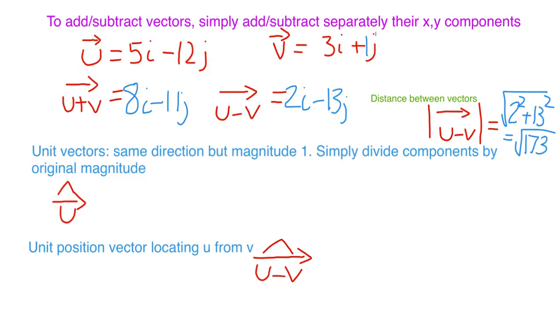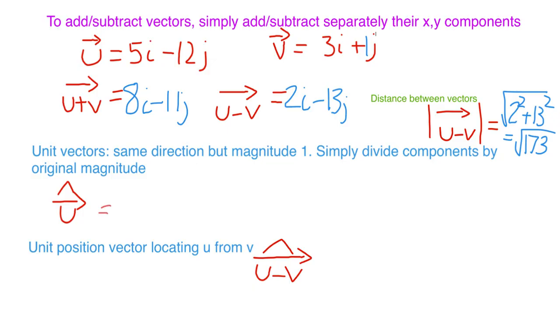So now we're going to look at unit vectors. Unit vectors have the same direction, but their magnitude is always equal to 1. You calculate them by dividing each component by the original magnitude. What does that mean here? Well, this means the unit vector going in the same direction as u. We want a vector that goes in the same direction as this. It goes toward the point 5, -12 from the origin, but we want its magnitude to only be 1.